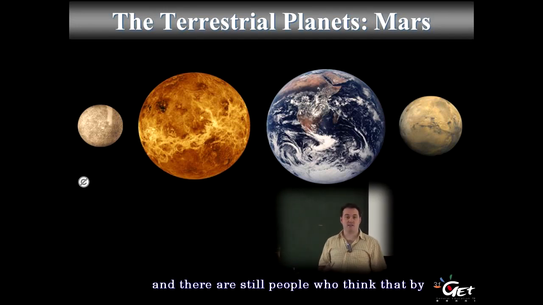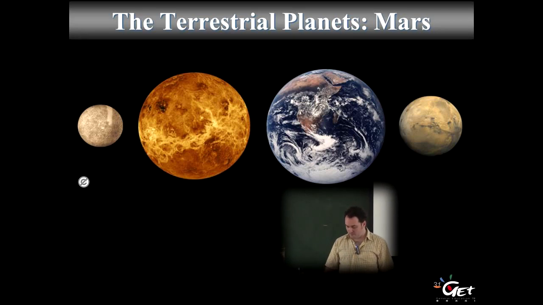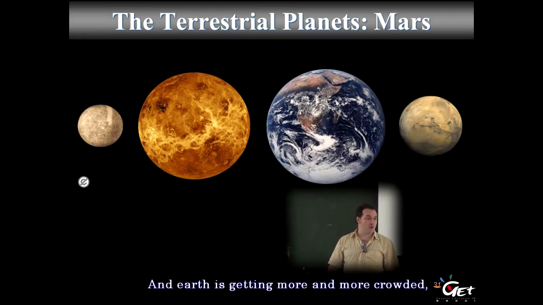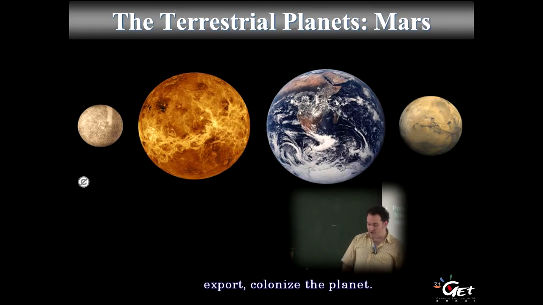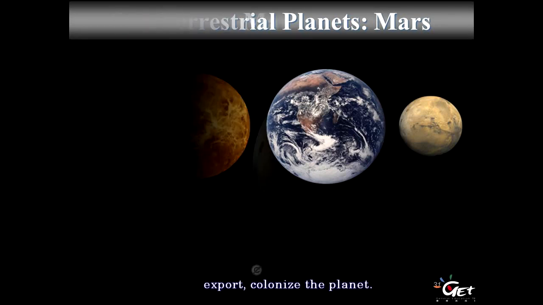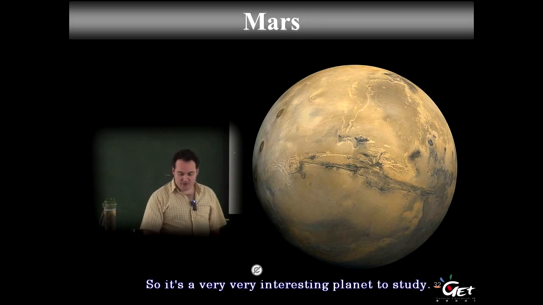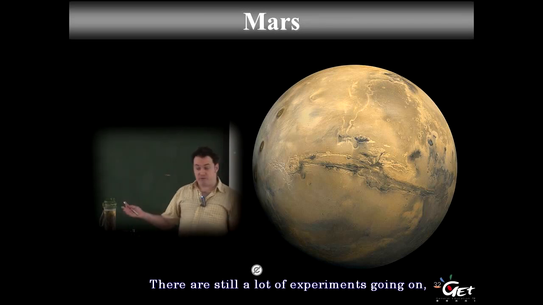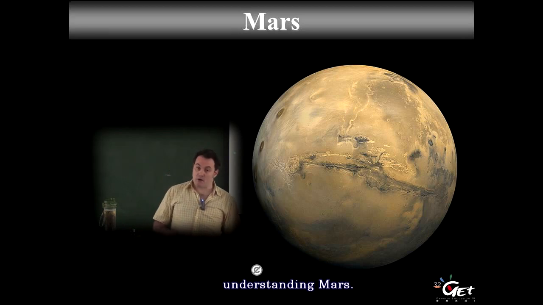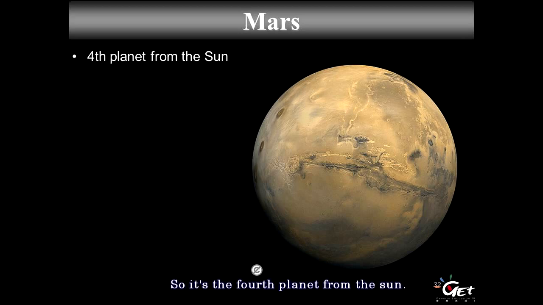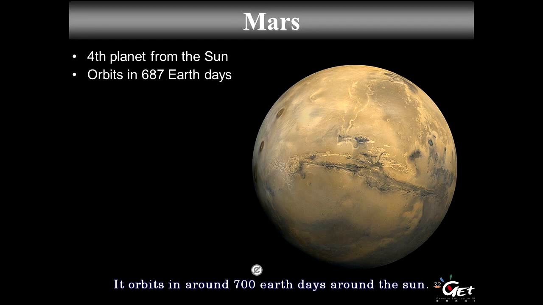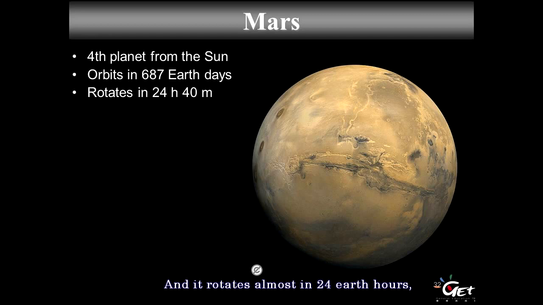So it's something that we still consider. And there are still people thinking that by 2050, we'll send people over there. And Earth's getting more and more crowded, so maybe one day we'll need to colonize the planet. So it's a very, very interesting planet to study. There are still a lot of experiments going on understanding Mars. So it's the fourth planet from the Sun. It orbits in around 700 Earth days around the Sun, and it rotates almost in 24 Earth hours. So the cycle of nights and days is very similar to the cycle of nights and days on Earth.